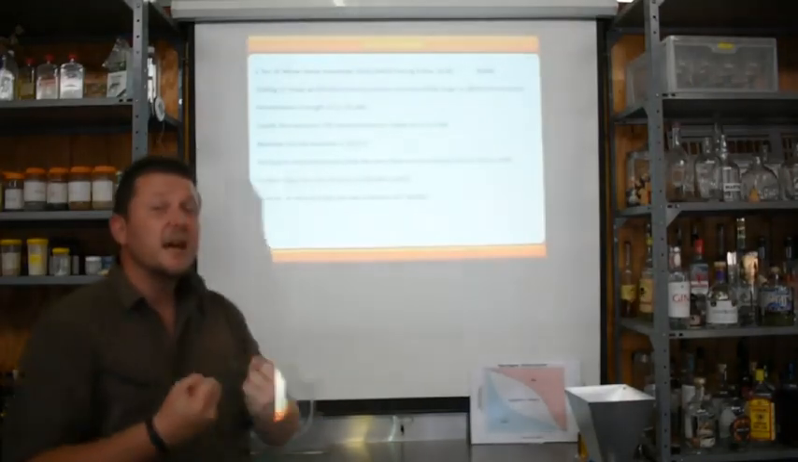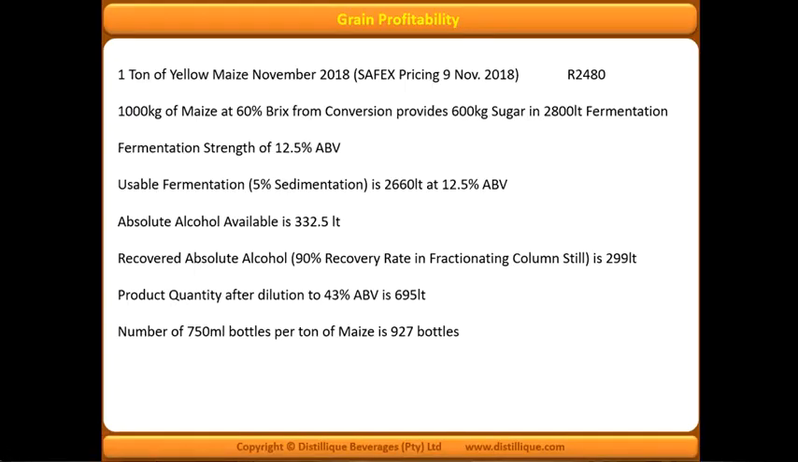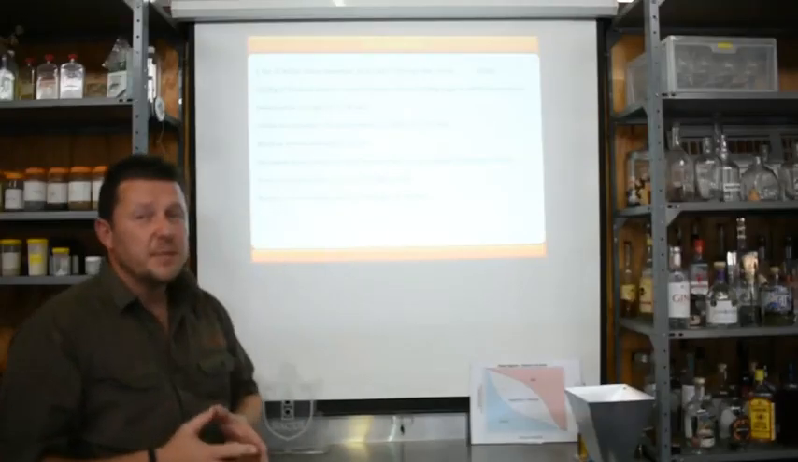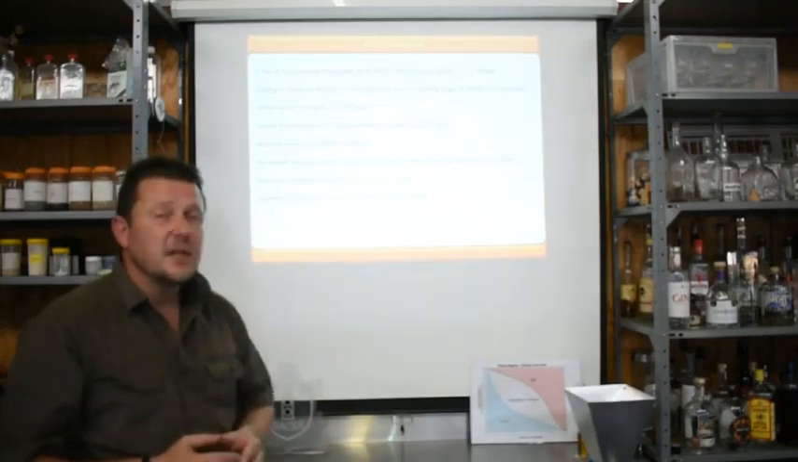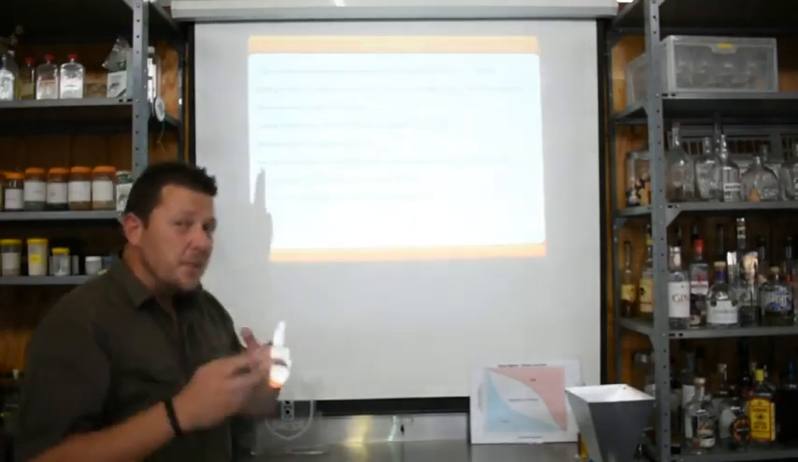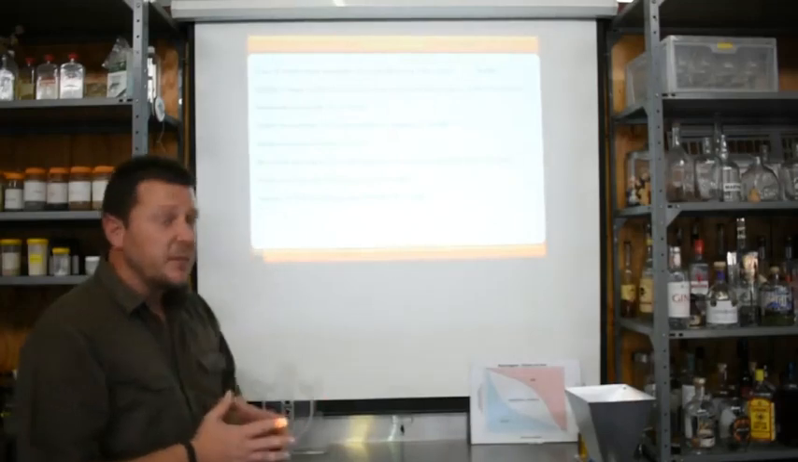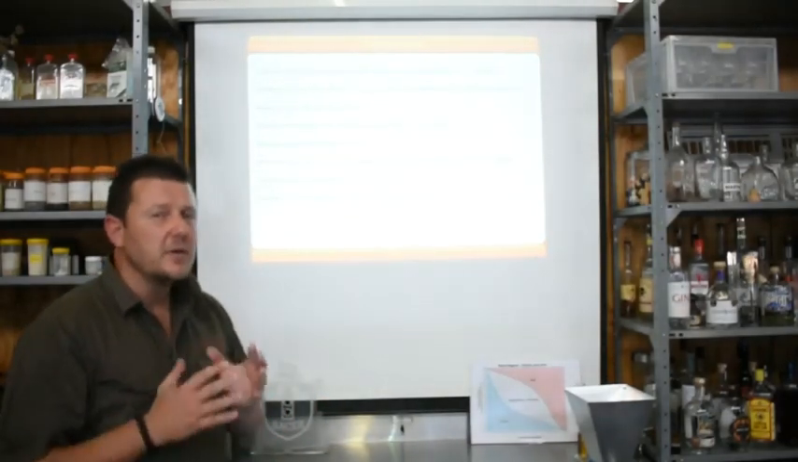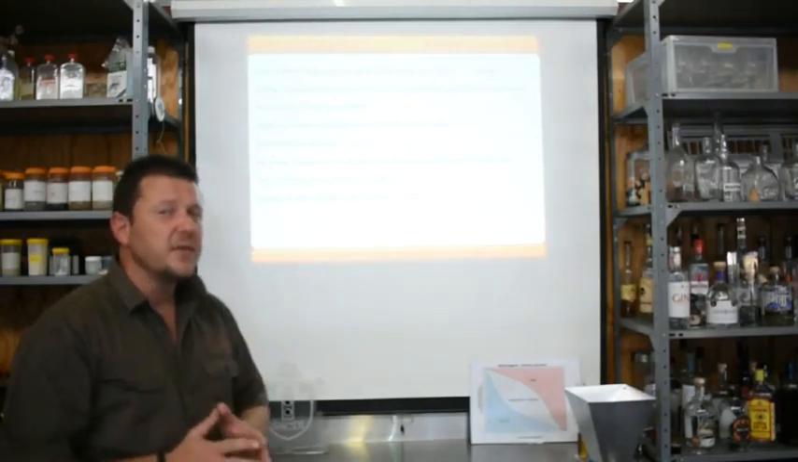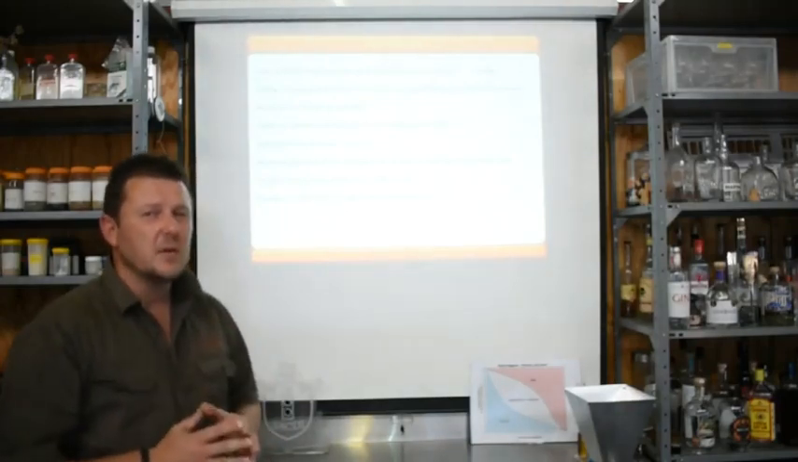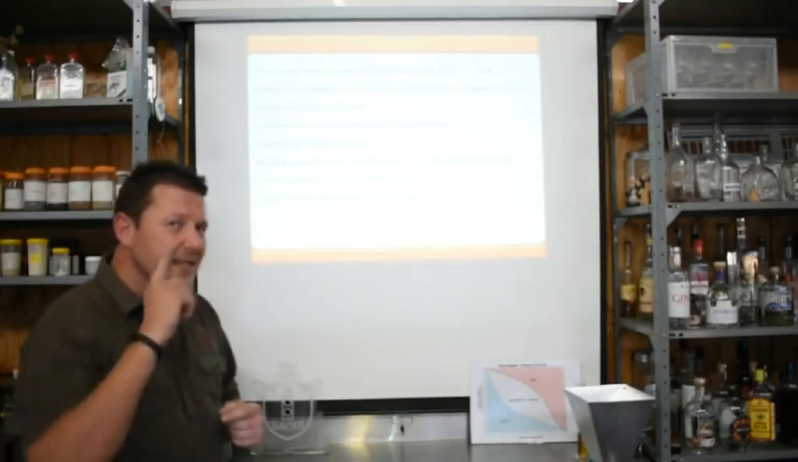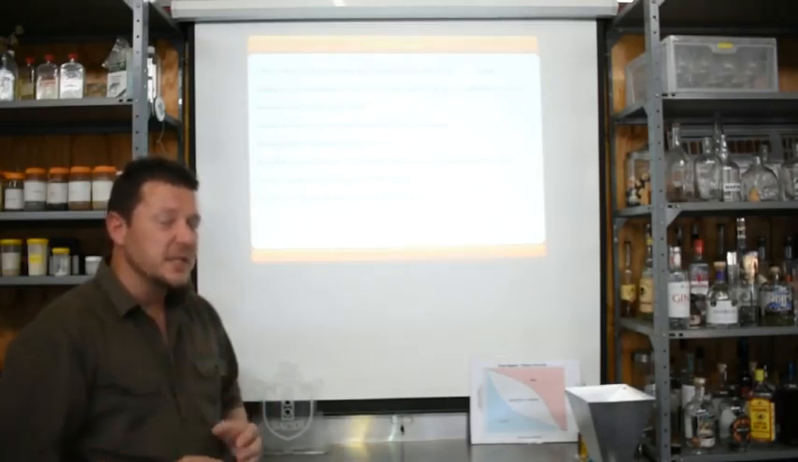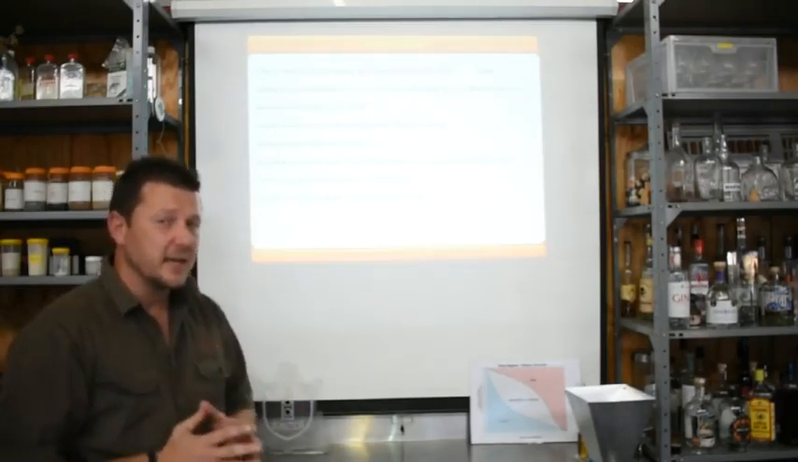So assuming a 90% recovery rate, conservatively speaking for a fractionating reflux column still, that gives me 299 litres of recovered absolute alcohol of a usable quality. Diluted down to 43% ABV gives me 695 litres of product. Bottle that product in 750ml bottles and it gives me 927 bottles of product. 927 750ml bottles at 43% alcohol. That's what I can get out of 1 ton of grain, specifically yellow maize.